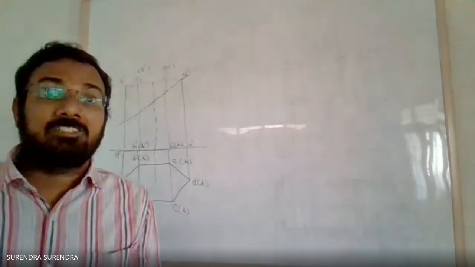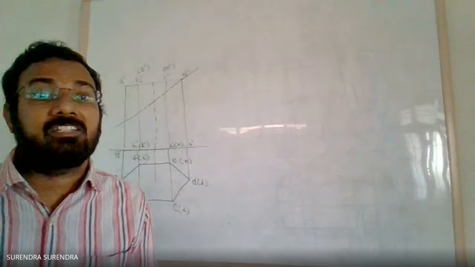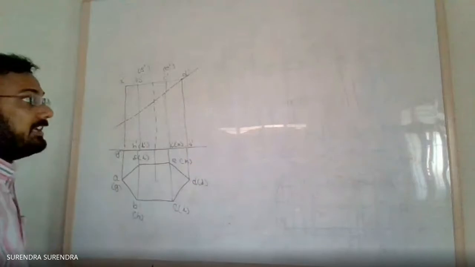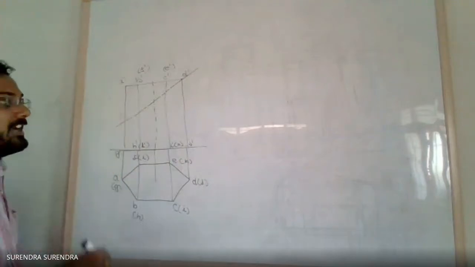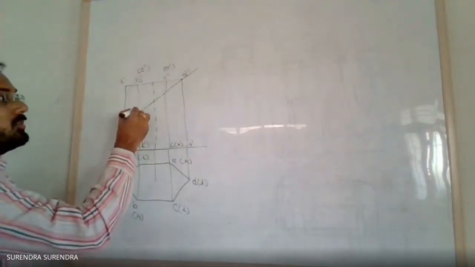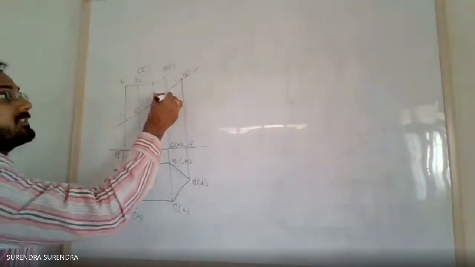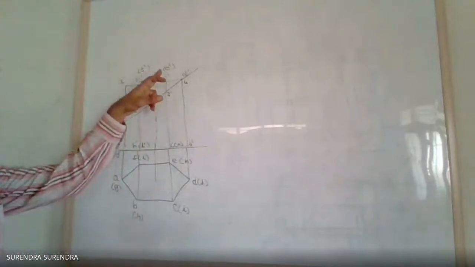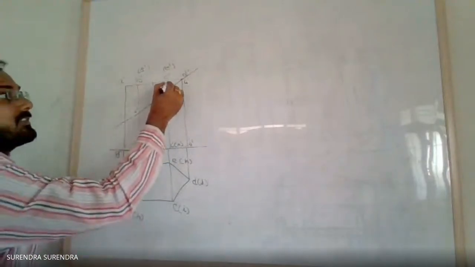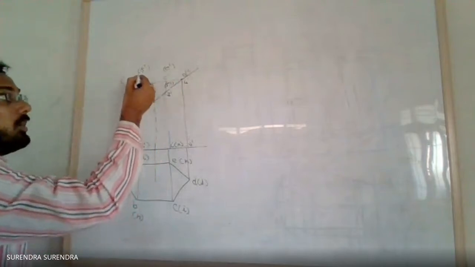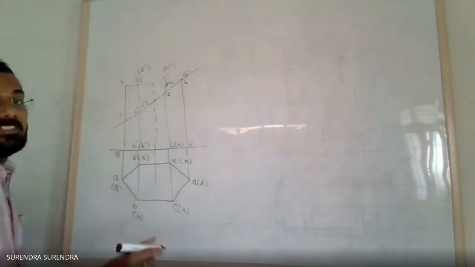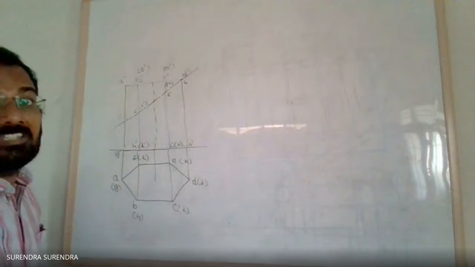Now mark the points where this cutting plane is intersecting the straight edges. It is passing through point D. On AG, it is cutting at 1 dash, 2 dash, 3 dash, and 4 dash is intersecting with D dash. And again, on the EK edge, 5 dash, on the FL edge, 6 dash. So it is intersecting at 6 points.